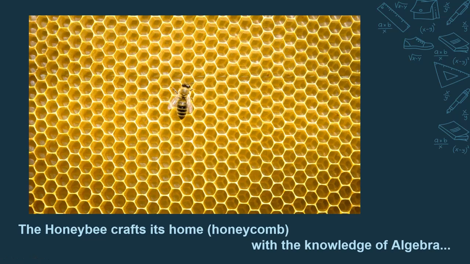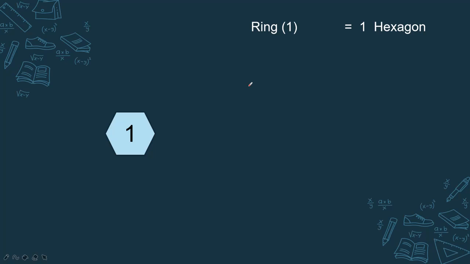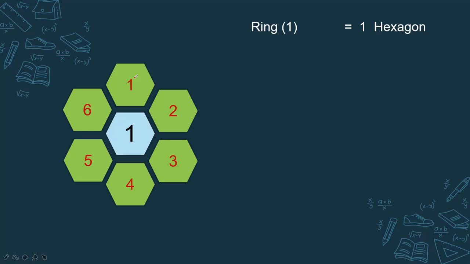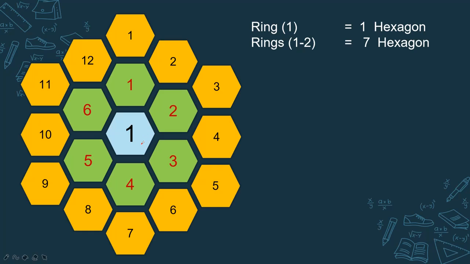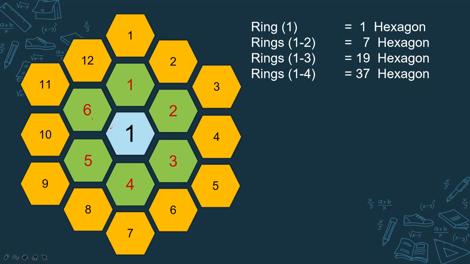Let's see that. If you see the first ring of the honeybee, it contains one hexagon only. This is the hexagonal shape. The next ring which the honeybee makes contains 6 hexagons. Total hexagons till the second ring is 6 plus 1, which is 7. Now the third ring contains 12 hexagons. So 12 plus 6 plus 1. The total hexagons till the third ring are 19. Similarly, for the fourth ring, it will be 37 hexagons which the honeybee will make.